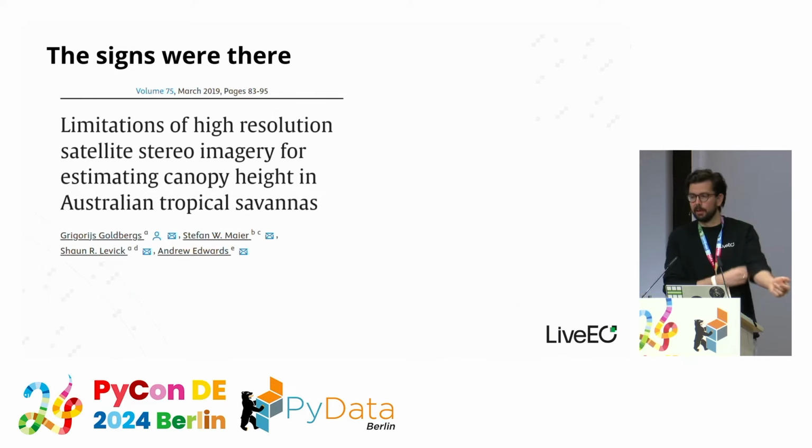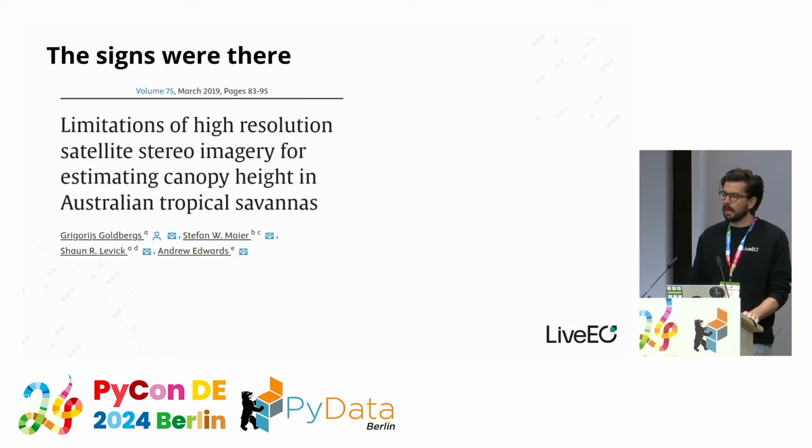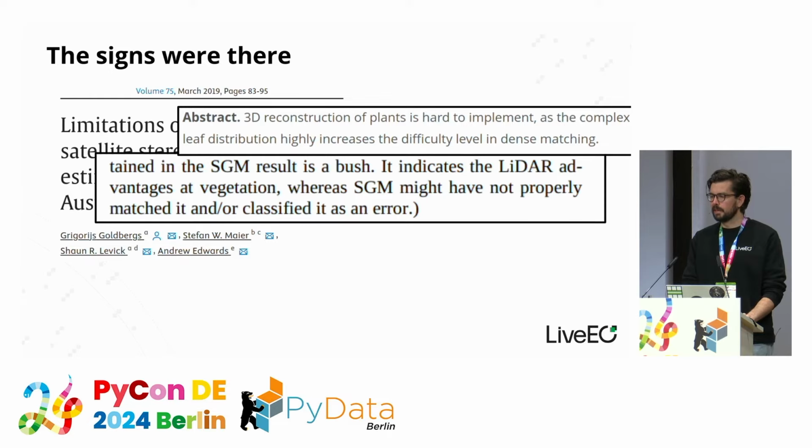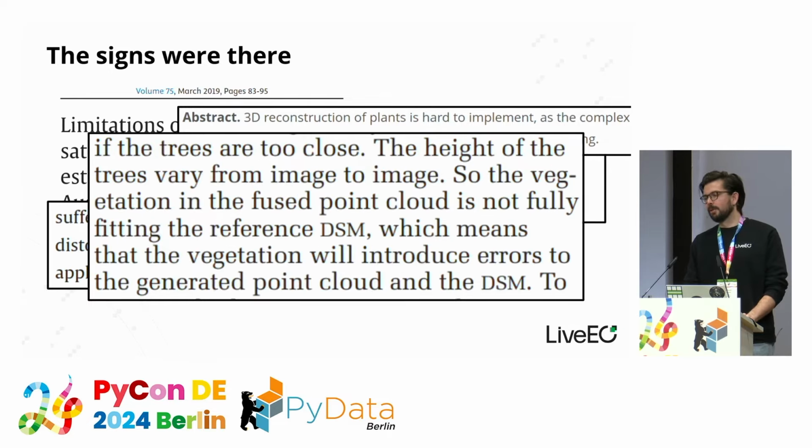The signs were there. If you look into the literature, there's actually quite a lot of literature about this. You know, this one says the limitations of high-resolution satellite stereo imagery for estimating canopy height in Australian tropical savannas. You don't have to read through all of these, but when you do go look through the literature, there's quite a lot of literature telling you that these classical methods do struggle quite a lot on vegetation specifically.